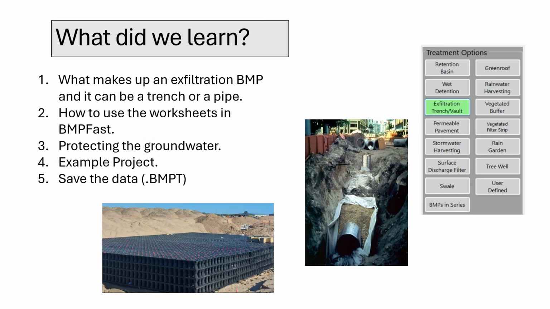So what have we learned throughout this module? We began by understanding what makes up an exfiltration best management practice, or BMP. We defined exfiltration as the movement of water from an underground storage system directly into the surrounding ground. These systems can take the form of trenches with perforated pipes, which are designed to store and transport runoff, or they can be vaults specifically engineered for water storage.